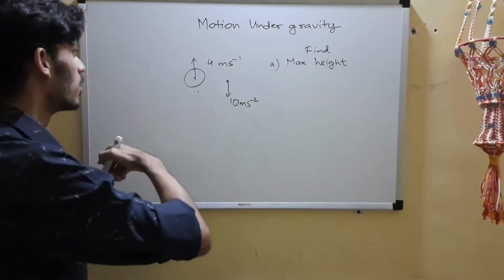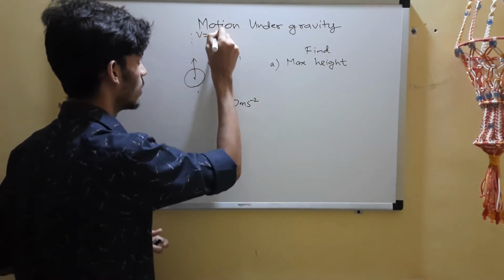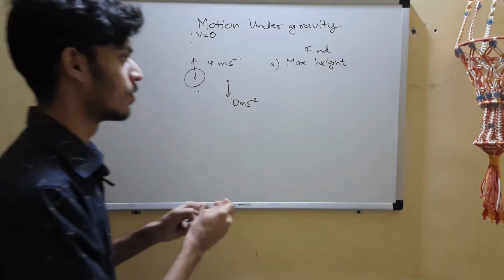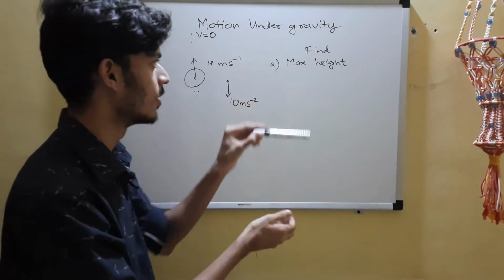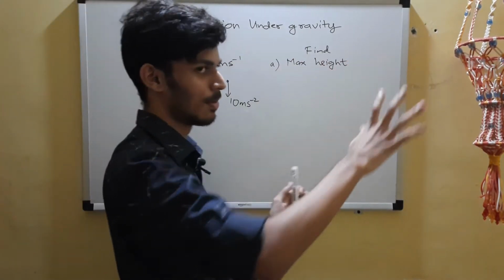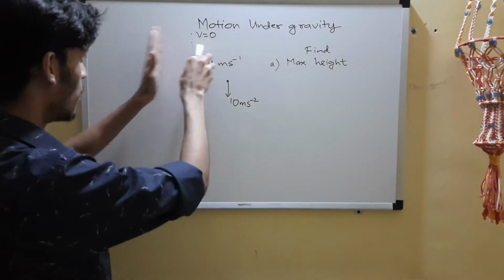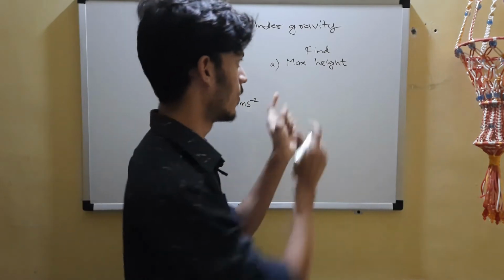So from here you have to go till the point where the final velocity is 0. It begins with 4 meters per second. It stops at the highest point of its journey, which is the maximum height. So final velocity is 0 at the maximum height. One more piece of data you got. Now you can use your equations of motion and find the maximum height.